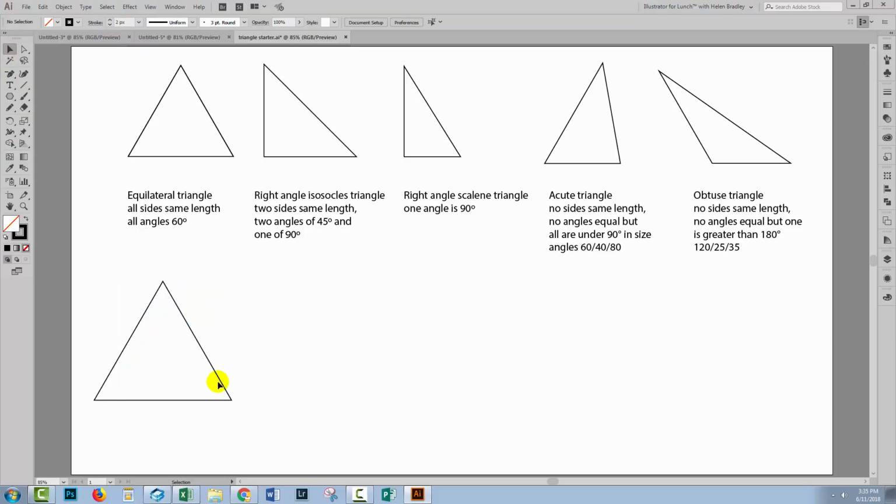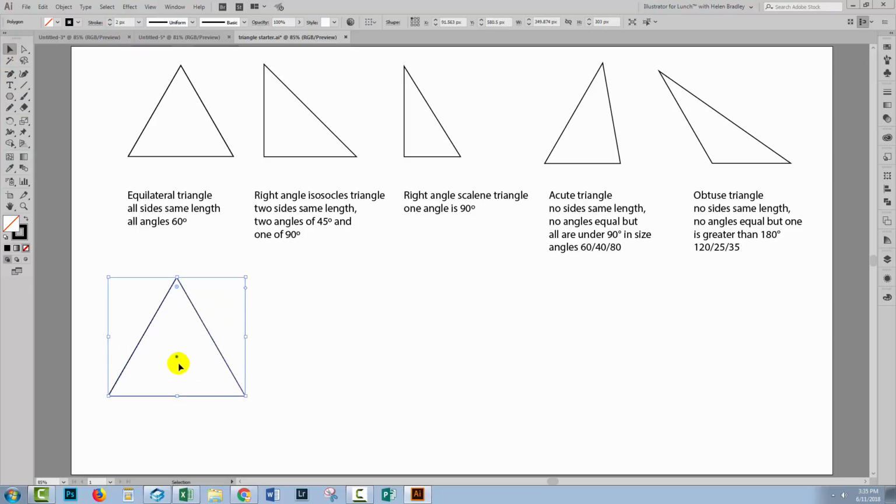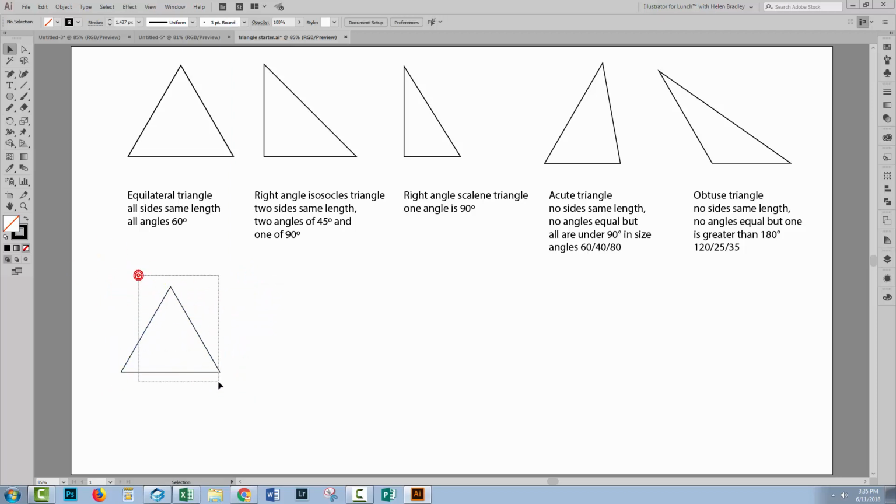And this is an equilateral triangle. It is as easy as that to draw an equilateral triangle in Illustrator. If you want to scale it, hold the shift key as you drag in from any of the corners and it will maintain itself as an equilateral triangle.